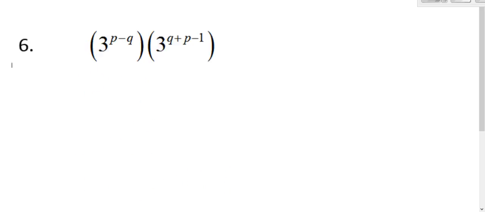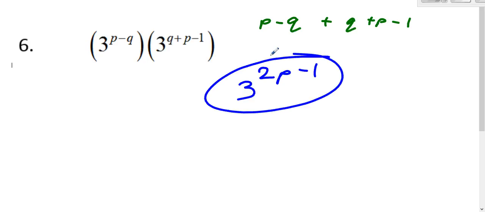Here's another problem where we have the same base, so we will be adding exponents. Multiplication means we add exponents, so we have p minus q plus q plus p minus 1. So we're really just adding like terms. We have p plus p is 2p. A negative q and a positive q is 0, and then minus 1. So this is what we get when we add like terms. So that's our exponent, and the 3 is our base.